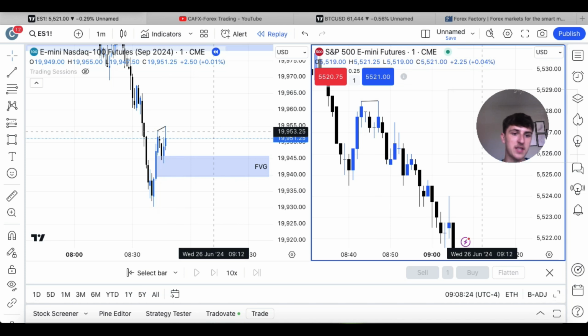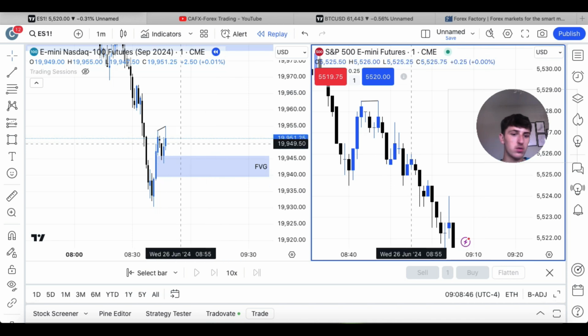Now, what an SMT means is it's just a smart money technique that the market makers use, and it essentially just gives you an extra confluence to take a trade in a certain direction. So with this being a bearish SMT, it means that bearish moves are more likely to happen following on from this SMT. Obviously, if it was bullish, bullish moves are going to be more probable to happen.